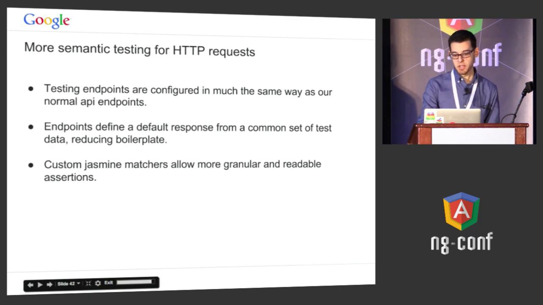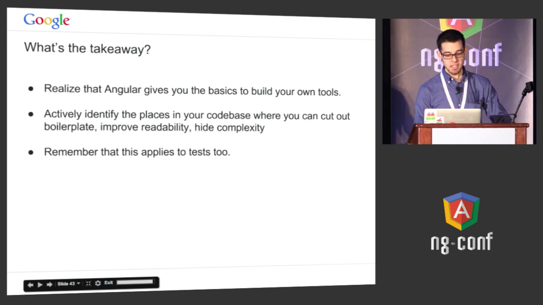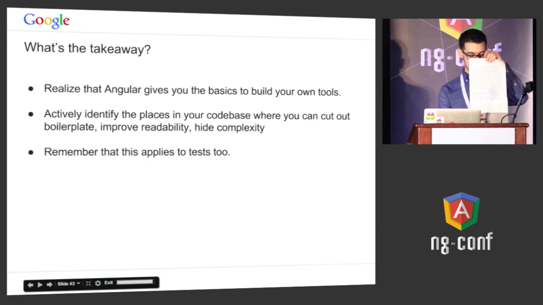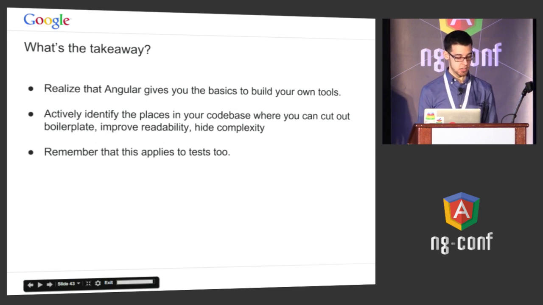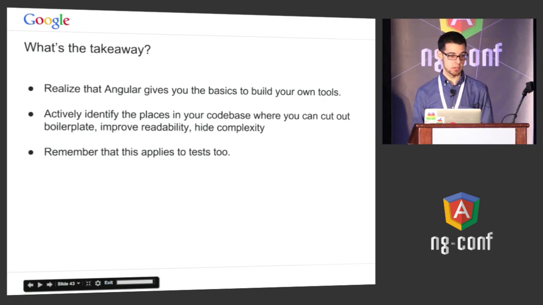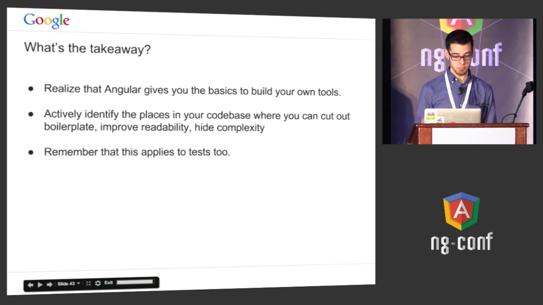And so you may be wondering, well, how does this apply to my project? The takeaway is to realize that Angular gives you the basics with which you can build your own tools. You have to identify the code paths within your application where you can expand the infrastructure to cut out boilerplate, improve readability, and hide complexity. Maybe your application only has a few endpoints and it's not really worth the investment to add a lot of infrastructure around HTTP requests, but maybe you do a lot of manipulation of cookies, so it makes sense to write your own cookie wrapper that adds functionality specific to your product.